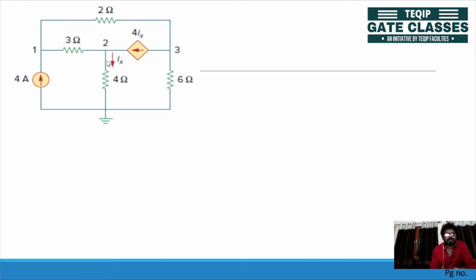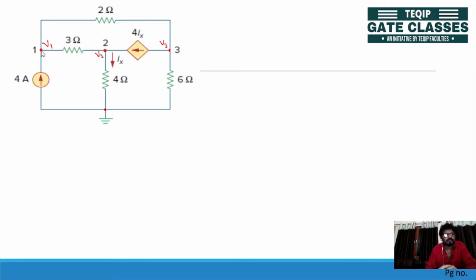Here we have an example of a complex circuit. We have taken this as the reference node, and let's assign a voltage to each of the other nodes. As the first step, let's say this is V1, this is V2 and this is V3. So according to the first step, we have assigned voltages to all non-reference nodes. Next, assume current in each branch, preferably outgoing. You can assume it any way, it doesn't matter.